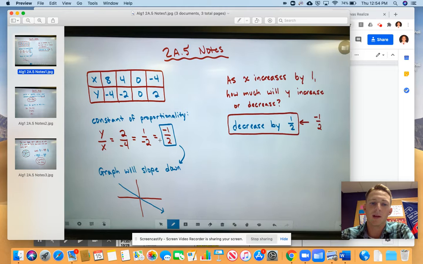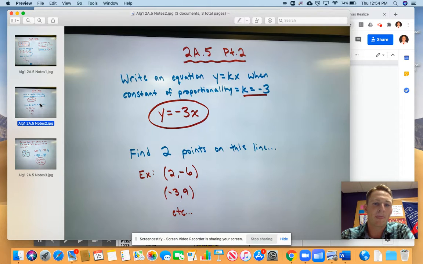Well, we're going to use this constant of proportionality. And as x goes up by 1, y is going to decrease because it's a negative. So it's going to decrease by 1/2. So we would say it decreases by 1/2, as shown right here.